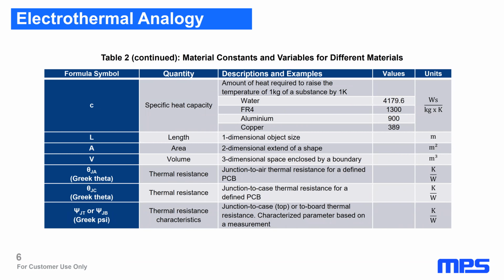We see a table with material constants and variables for different materials. Here the specific heat capacity of water is the highest, copper about 10%. But these numbers are only important in case you have a heat sink, a large one. They become important for the thermal transient response. In the steady state, that doesn't matter anymore.